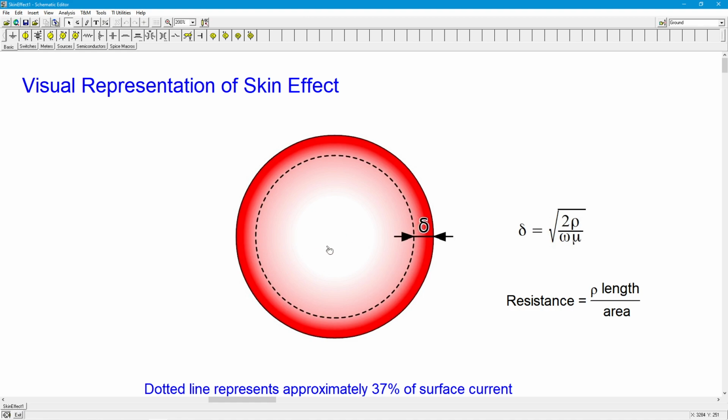So it's pretty obvious with this representation, as frequency goes up, right? There's omega. As frequency goes up, this thing is getting thinner and thinner, and our donut is getting thinner and thinner, until finally we just have this very thin outer skin that's conducting. All right? So the dotted line represents the skin depth, which is, like I said before, 37% of the surface current, the maximum current. All right, so this is a pretty extreme case.